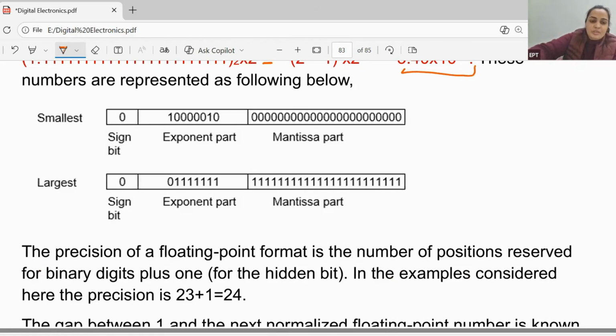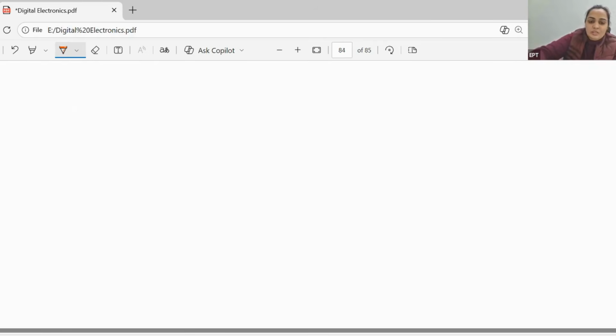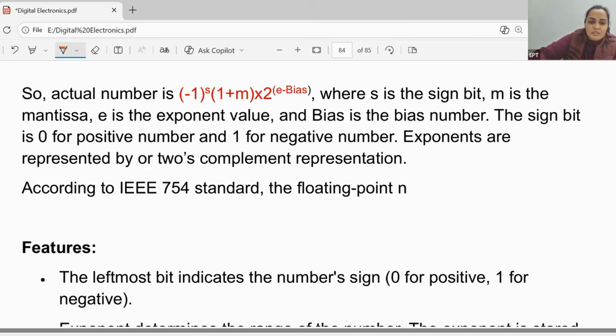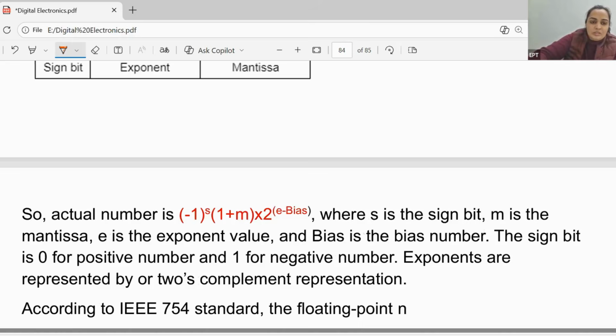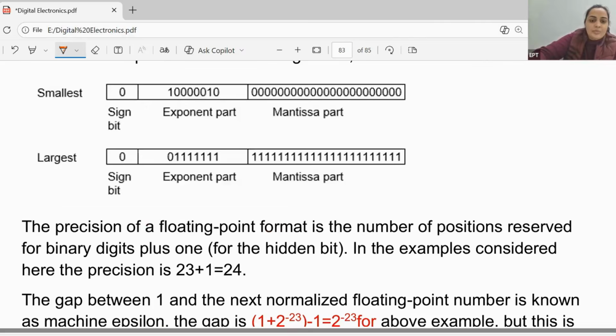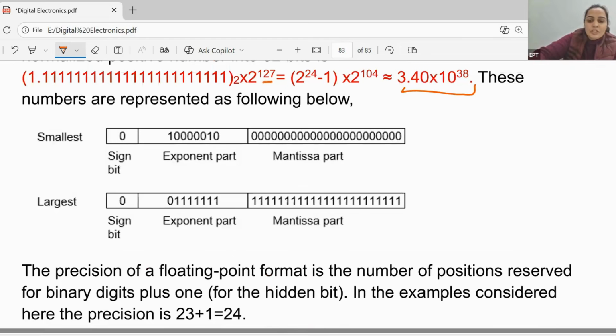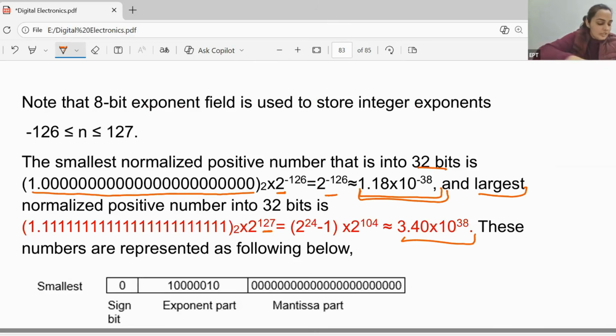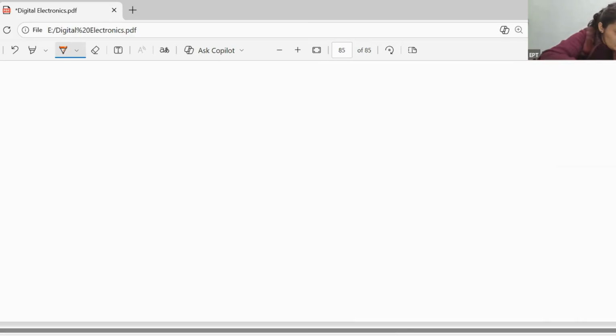I hope this is clear to you all. This floating point is very important, students. I will take a few more problems from here. Don't worry. So you can also represent it in decimal. See, 32 bits are given to you.